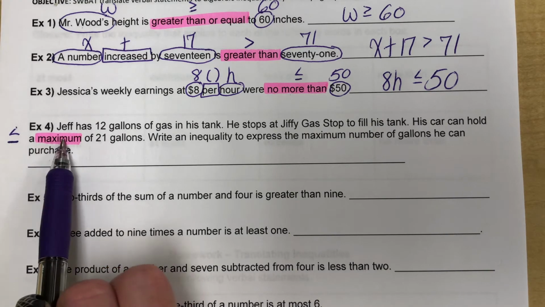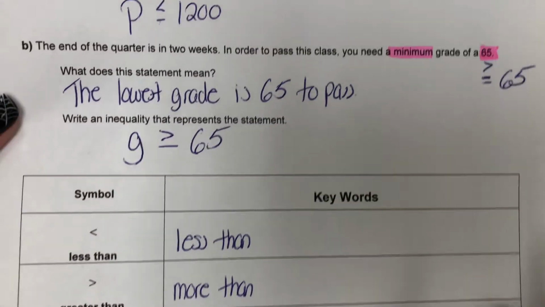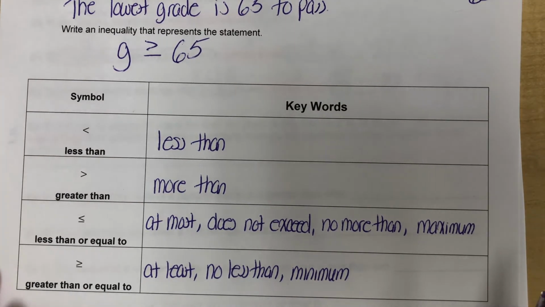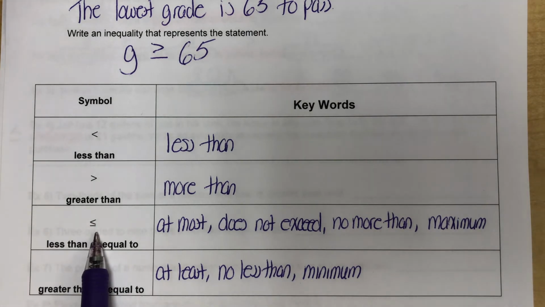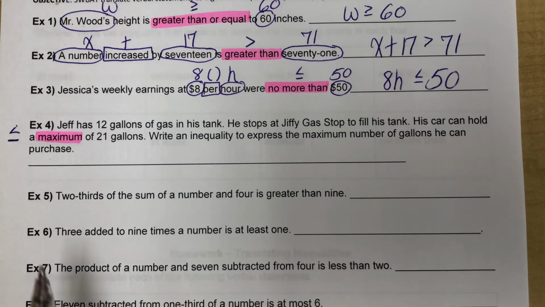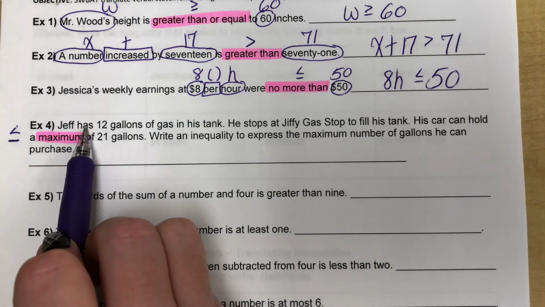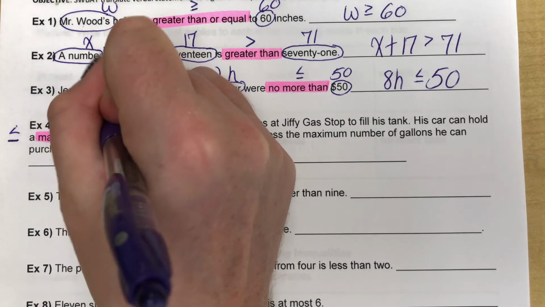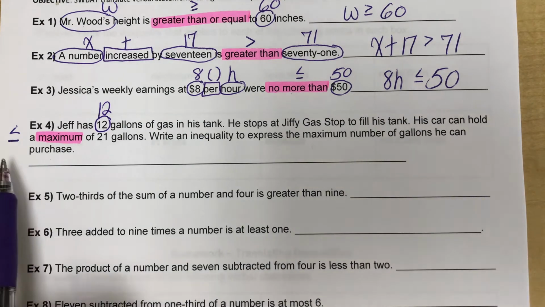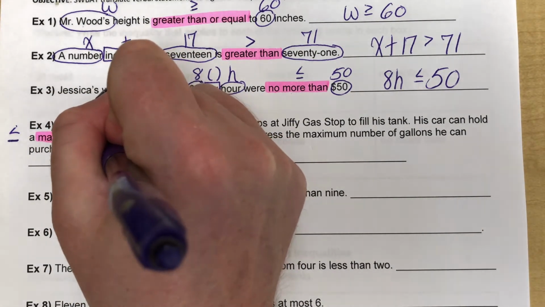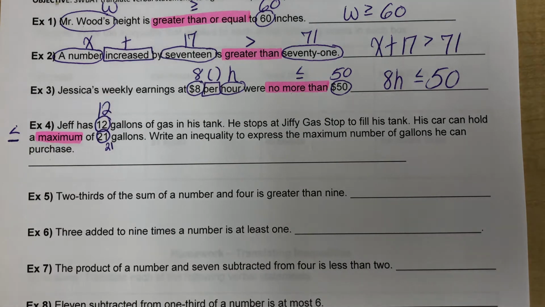And if you're having any trouble, one more time, you can always look back at the first page. And you would see, here it is, maximum is that less than or equal inequality symbol. All right, so let's go back to number 4. So we kind of got this out of the way, and now I'm going to start cubing the question. Jeff has 12 gallons. 12 is a key number. I'm going to circle it. So he has 12 gallons, but his car can hold a maximum of 21 gallons. 21 is a key number as well. Write an inequality to express this.